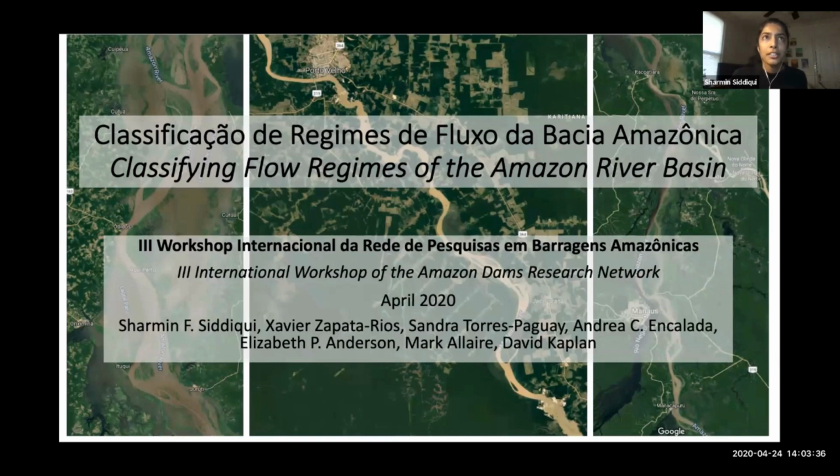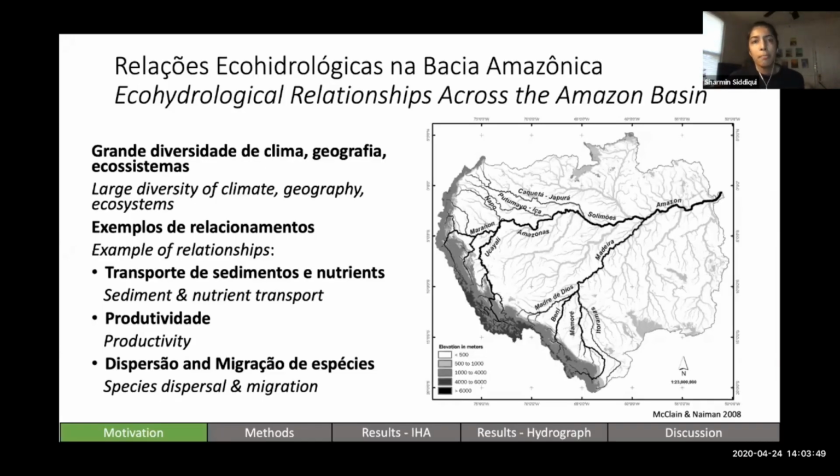Today I'll be sharing some recent work that I've been doing with the Rios Vivos Andinos network on classifying natural flow regimes of the Amazon River Basin and some potential applications of this work. This project was motivated by wanting to disentangle the many complex eco-hydrological relationships that exist across the Amazon and Andes regions. So I included the map here on the right that shows 9 of the major rivers of the Amazon flowing across a wide elevational gradient between 0 and 6,000 meters above sea level.